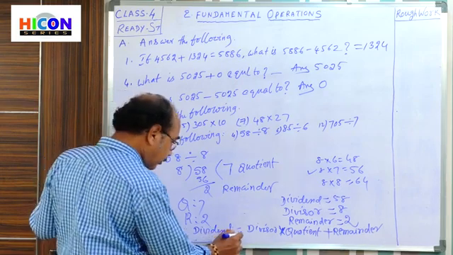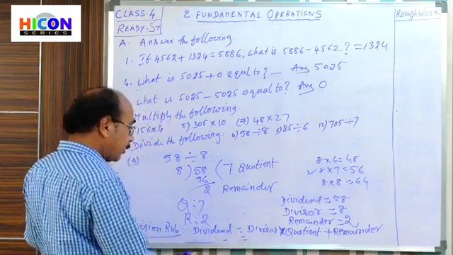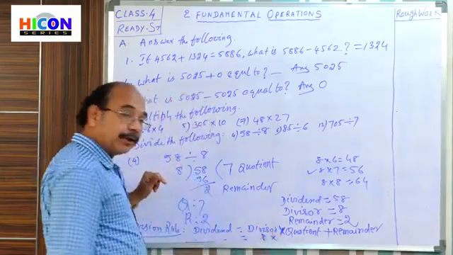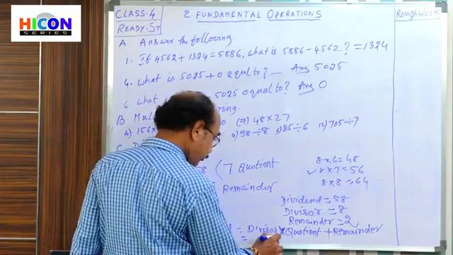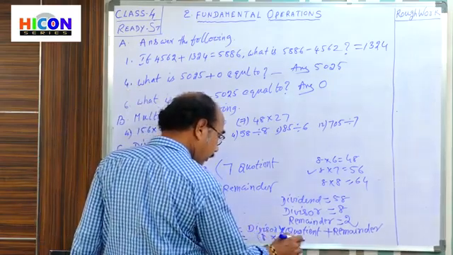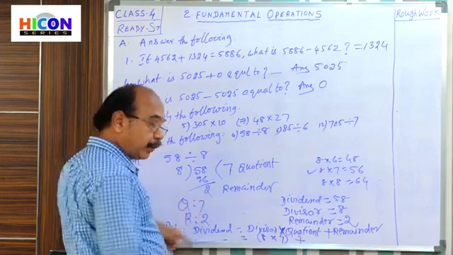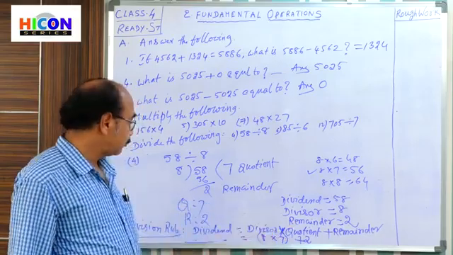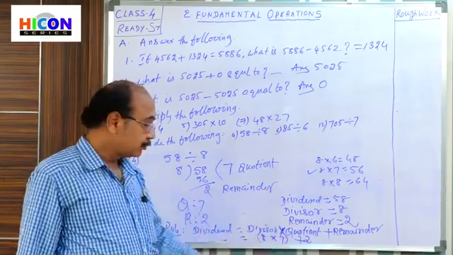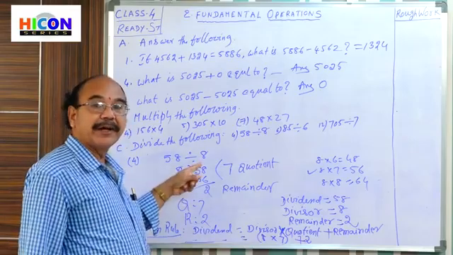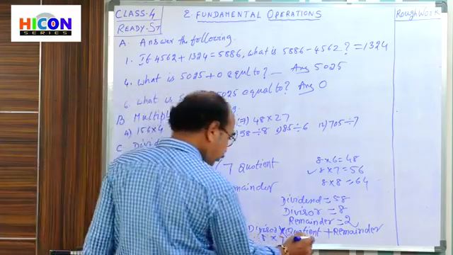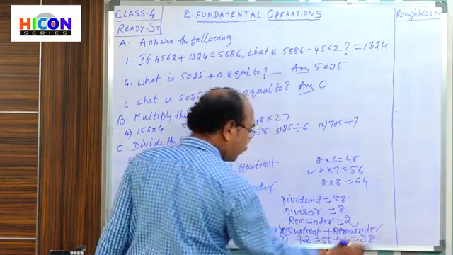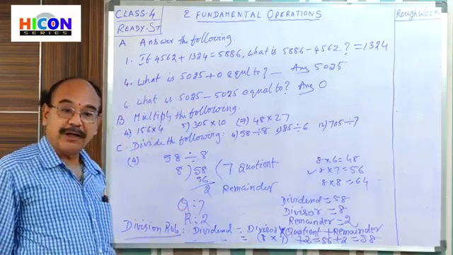What is the divisor here? 8. What is the quotient? Quotient is 7. Plus remainder. What is the remainder here? 2. 8 7s are 56 plus 2. 56 plus 2 is 58. Like this you can check your division work.